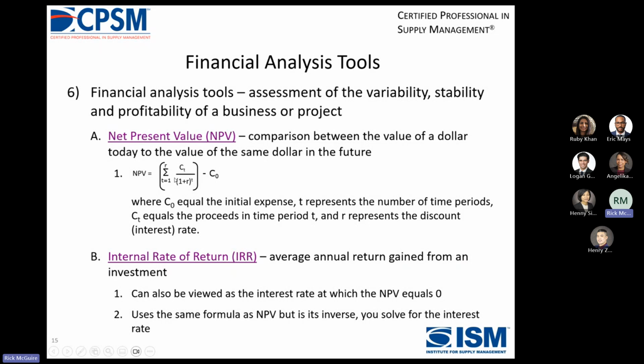This is the formula. And you're solving for the present, the dollar amount. Same formula down here, you're just solving for the interest rate. So let's go take a look at a spreadsheet that we have.